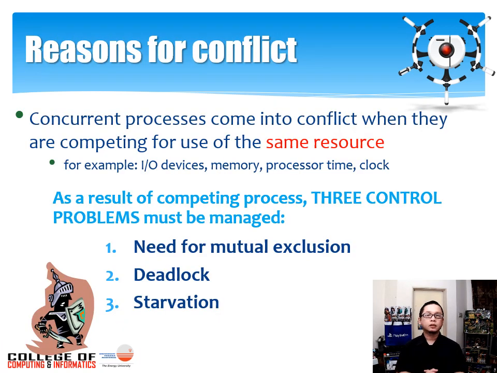Because in a multi-program system, we have concurrent processes competing for the use of shared resources, which is the I/O, the memory, or the CPU time. Hence, this conflict must be well managed by the operating system. So these problems such as the need for mutual exclusion, the problem of deadlock, and also the problem of possible starvation must be anticipated by the operating system and must be handled very well by the operating system programming and logic.